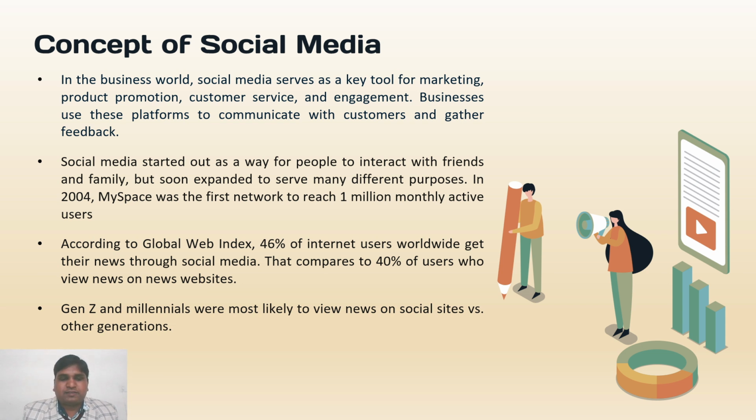According to Global Web Index, 46% of internet users worldwide get their news through social media. It's a large number of people who get news or information from the social media. That compares to 40% of users who view news on news websites. Generation Z, Gen Z, and millennials are most likely to view news on social sites versus other generations. Gen Z and millennials most of the time use social media for the news more than other generations do, because internet is spreading fast in the world, and now you can use 4G, 5G network, and network speed is also too fast. So Gen Z and millennials most of the time use social sites for news.